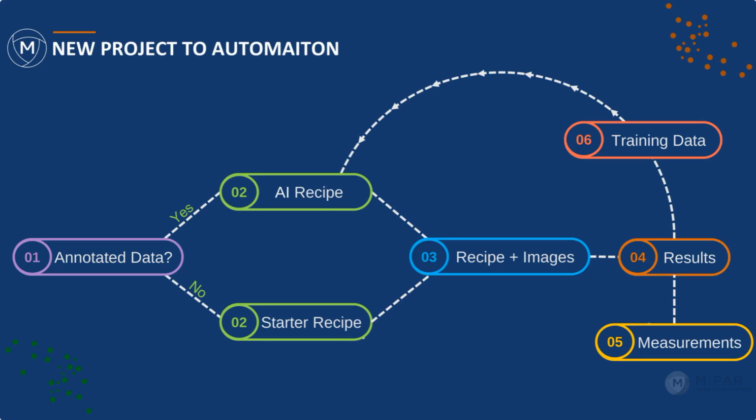If you do not have any annotated data, that's okay. Again, we can start out with something called a starter recipe, which uses more conventional image processing tools to do the detection for us.